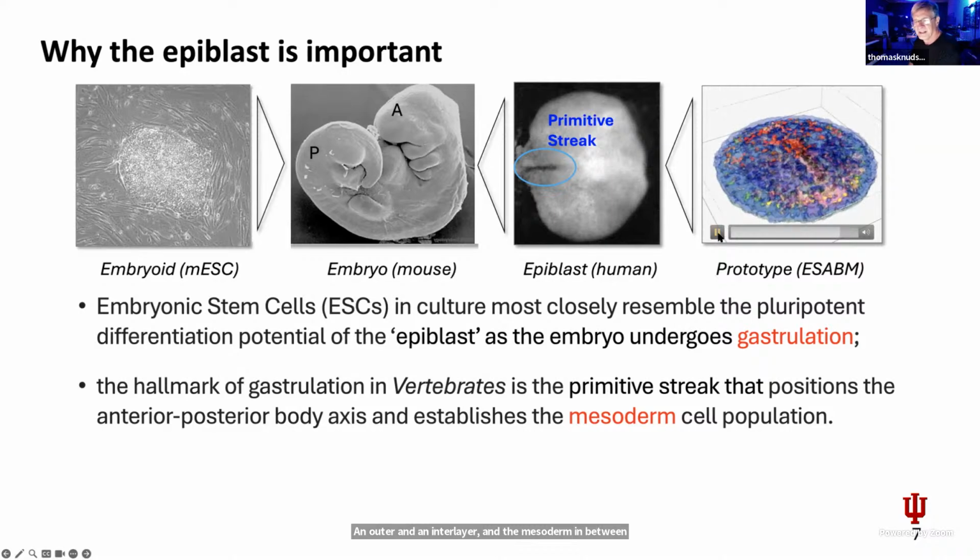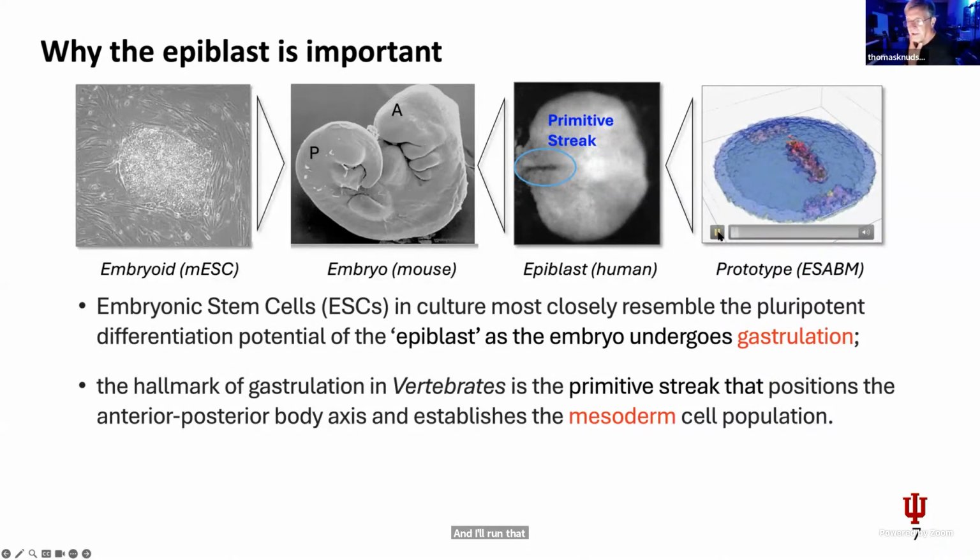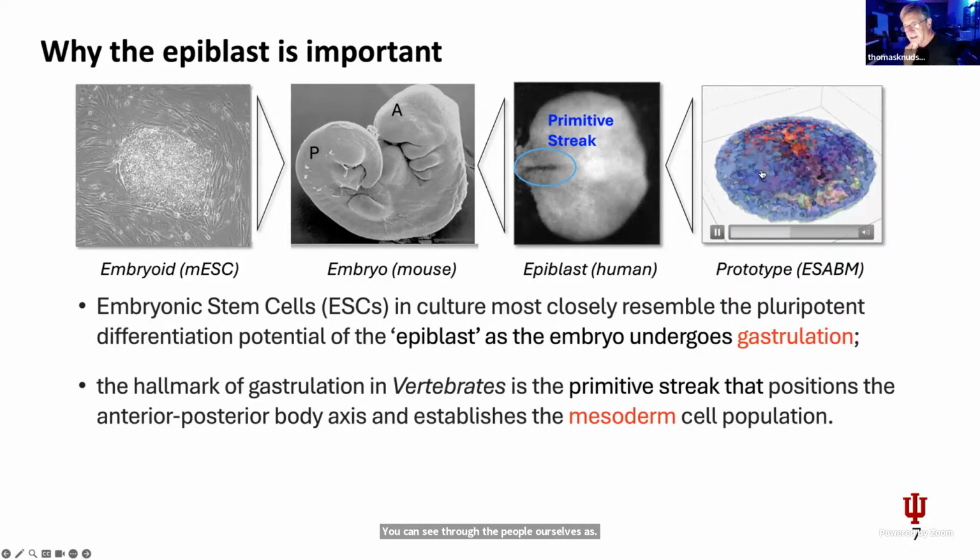And I'll run that again. Richard Spencer developed this really cool transparent rendering of the system where you can see through the epiblast cells as they're migrating through the primitive streak into mesenchyme and migrating out towards the periphery.